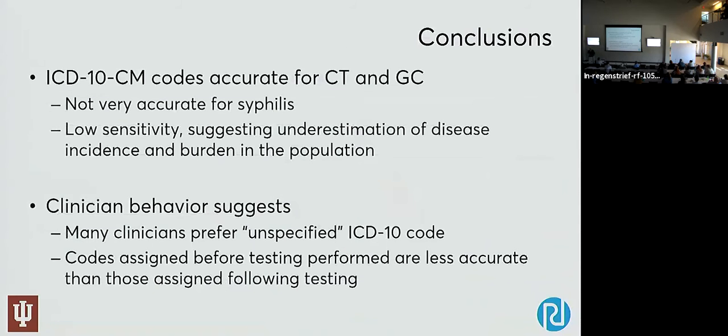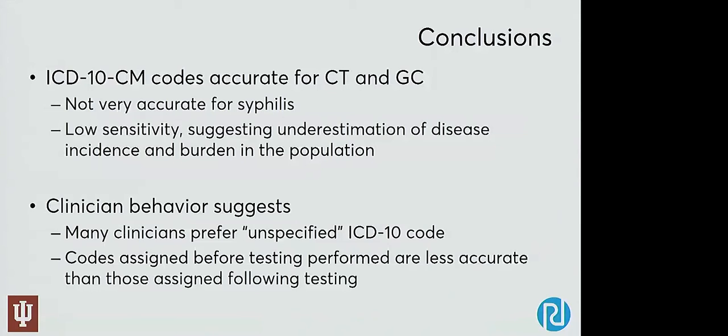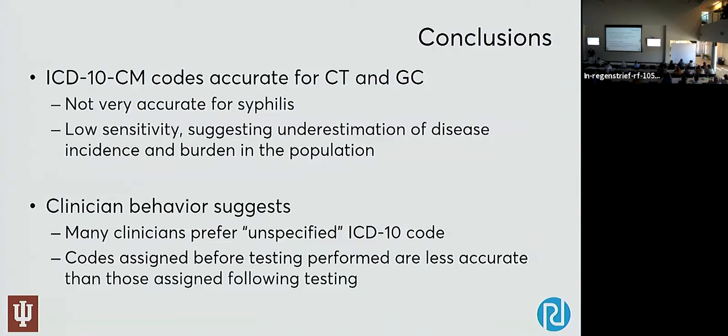So we conclude from doing this that ICD-10 codes are accurate for chlamydia and gonorrhea, not as accurate for syphilis, and there's low sensitivity, suggesting that if we look only at claims sources like MarketScan, we're going to underestimate significantly disease incidence and burden in a population. Clinician behavior suggests that many clinicians prefer to use this unspecified STD code and give that before they do the laboratory testing. Therefore, we may want to be skeptical about including those in our case definitions when we're going to do research or in public health practice.